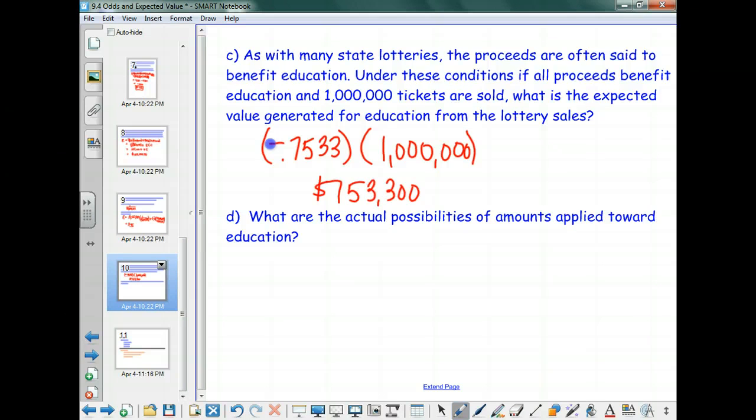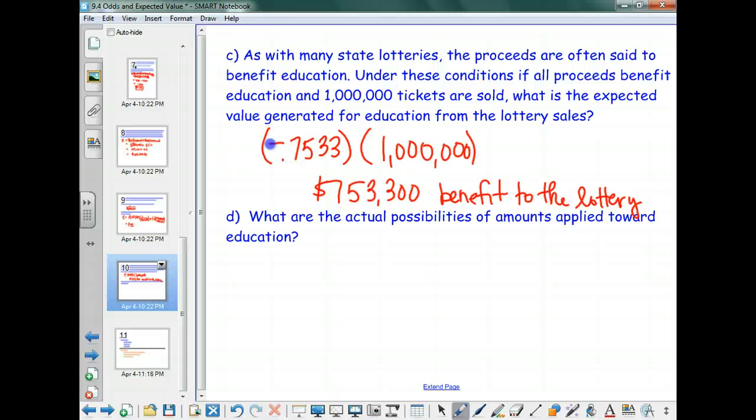$753,300. So this is the benefit to the lottery. That is the money that the lottery raised. Think fundraiser here, although that's not a good description, okay? This is the amount of money that was raised by having done this, okay?